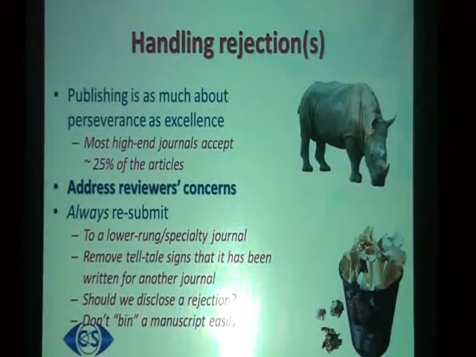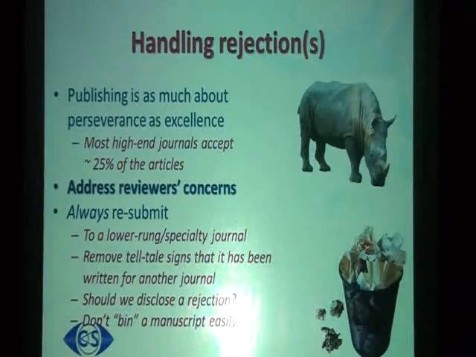In spite of all this precaution, we might get rejections. We all do get rejections. So publishing is as much about perseverance as about excellence, because most high-end journals have an acceptance rate of about 25% or less. So the attitude to rejection should be different. We should take it that we have given it to a top-rated authority for a review, and we have got their comments. We can address those comments and concerns and submit to a lower-impact or specialty journal, as the case may be. We should remove the telltale signs that it was written for another journal.